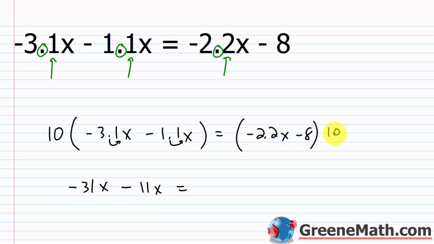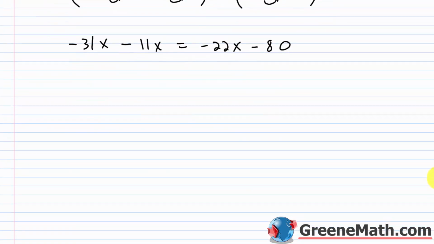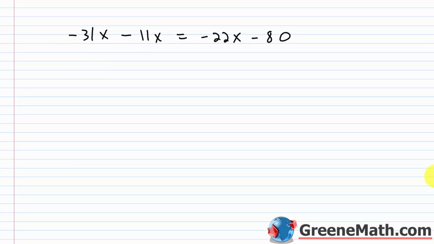On the right, 10 times negative 2.2 would be negative 22. Again, just move this one place to the right. Then you've got times x, and then minus 10 times 8 is just 80, right? You can think about that as putting a decimal point there and just moving it one place to the right. So it's just 80. So now I have an equation that is decimal free, right? So basically whole numbers or integers involved.